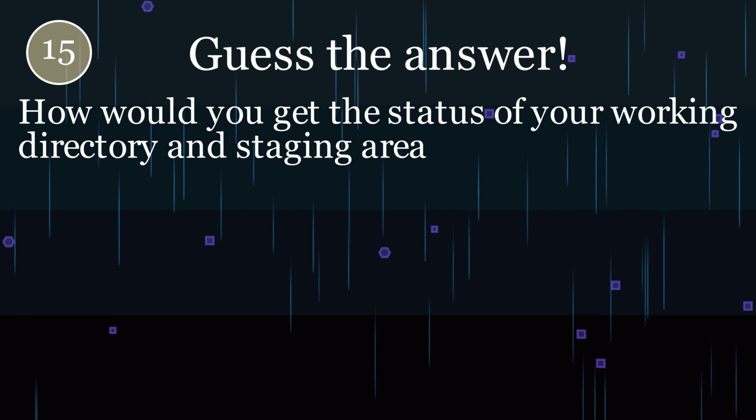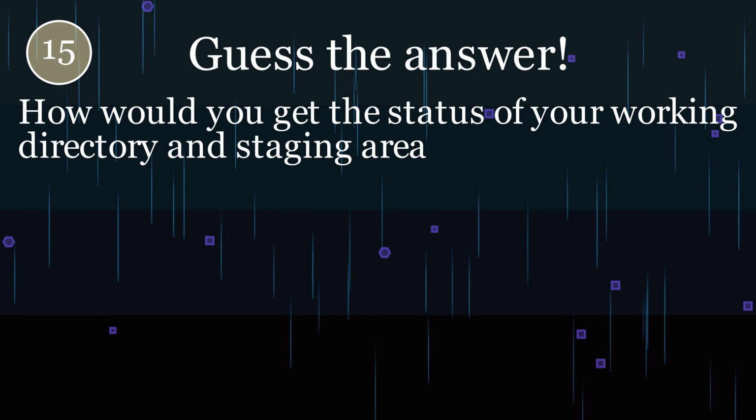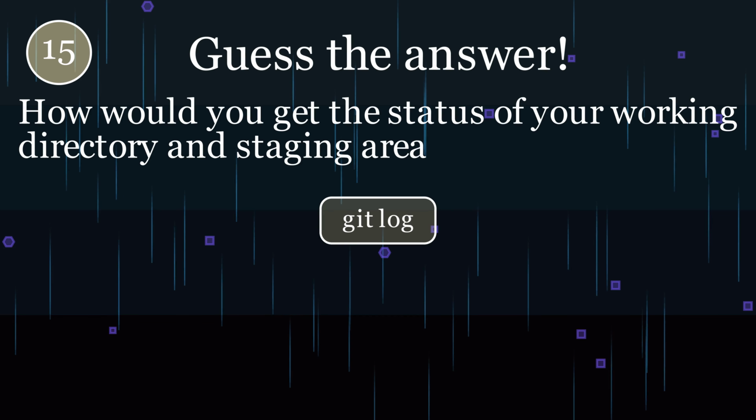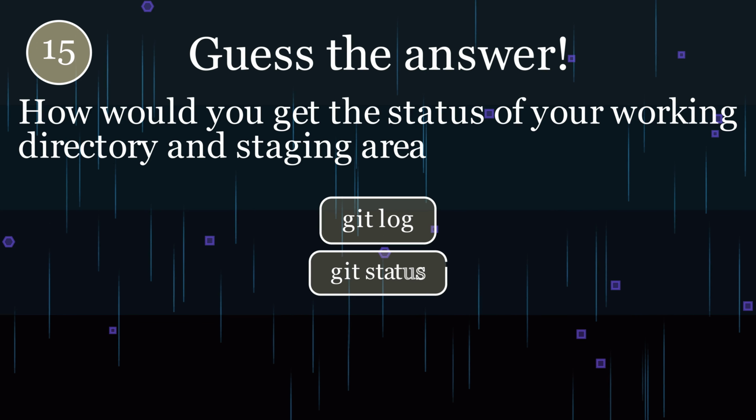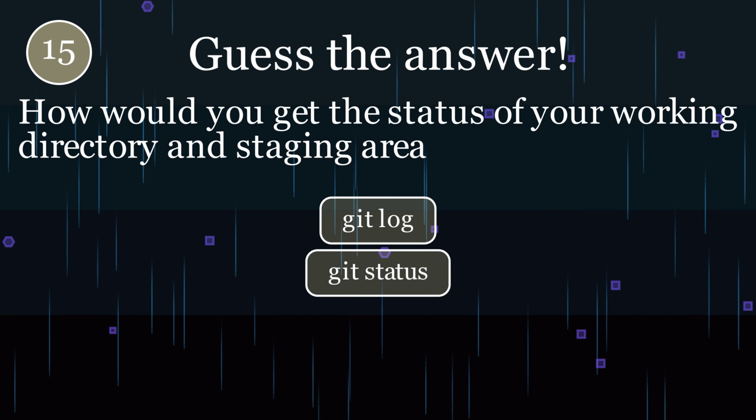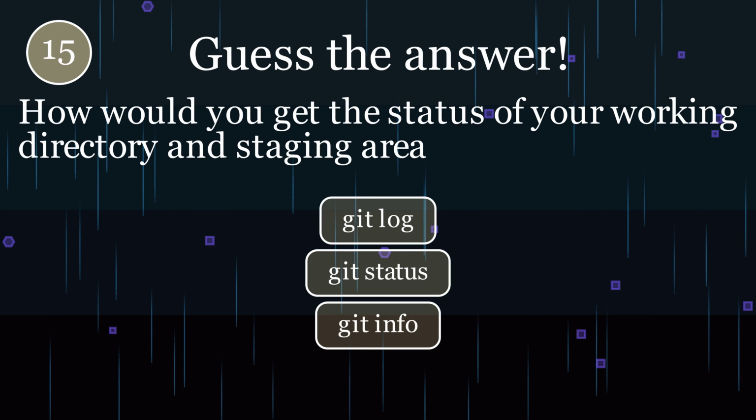How would you get the status of your working directory and staging area? Git log. Git status. Git info.